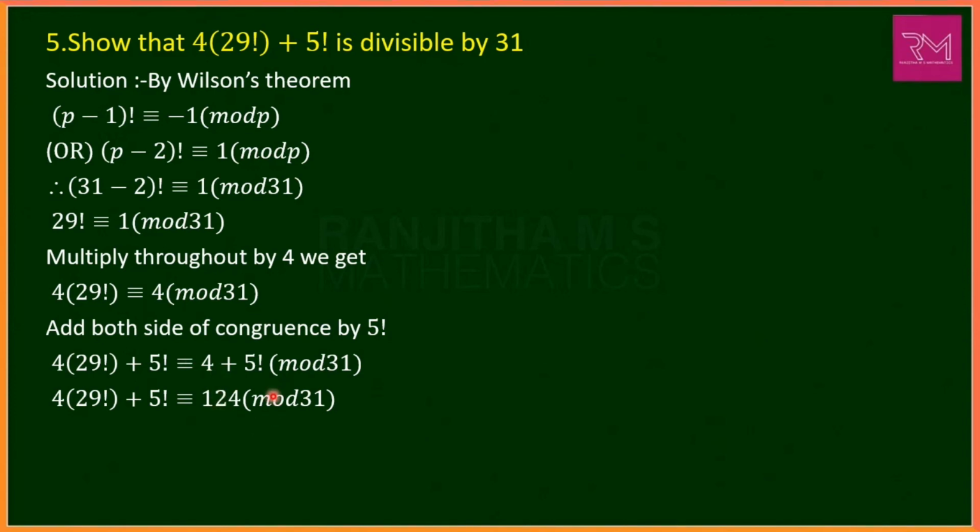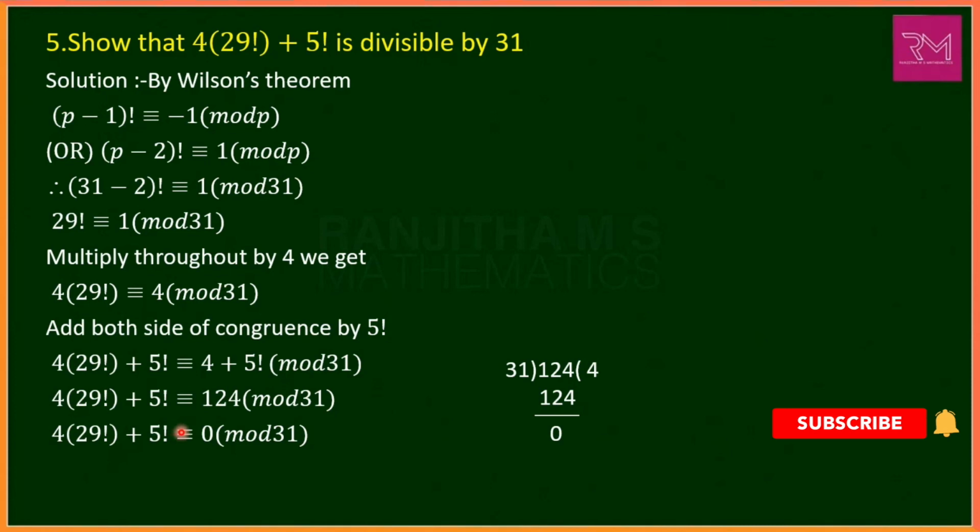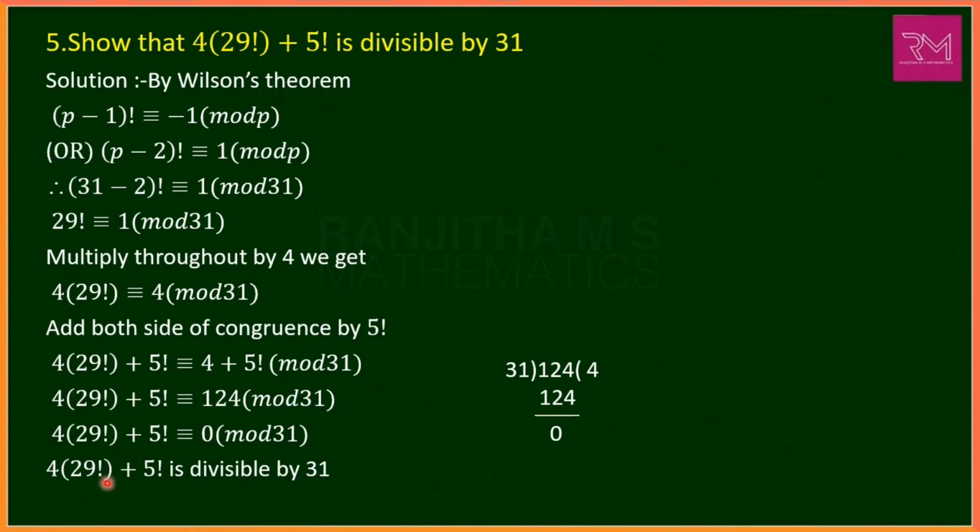Next step, here 124 is under modulo 31, which means we can divide 124 by 31. We know that 31 into 4 is 124. So subtracting 124 from 124, we get a remainder of 0. Therefore, we can write 124 as 0, because 124 is congruent to 0 under modulo 31. Therefore, substituting 124 as 0, we get 4 into 29 factorial plus 5 factorial, which is congruent to 0 under modulo 31. This implies 4 into 29 factorial plus 5 factorial is divisible by 31.